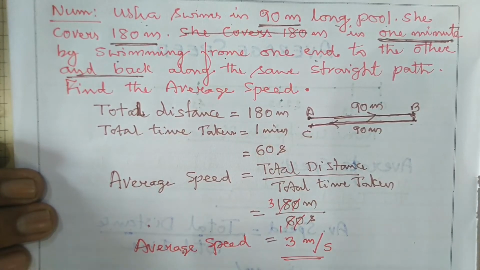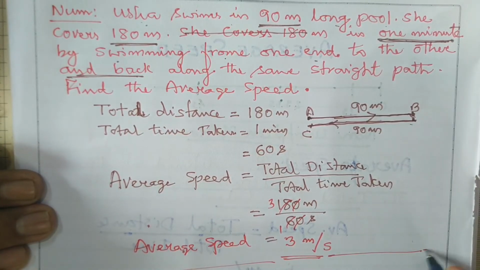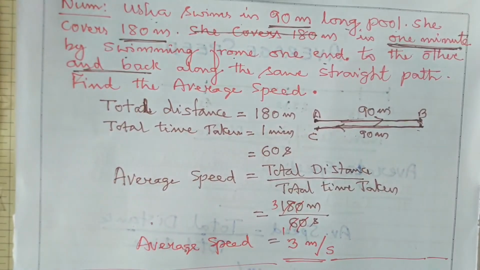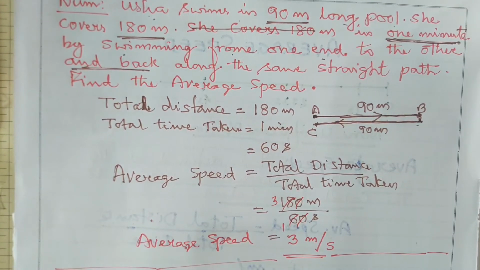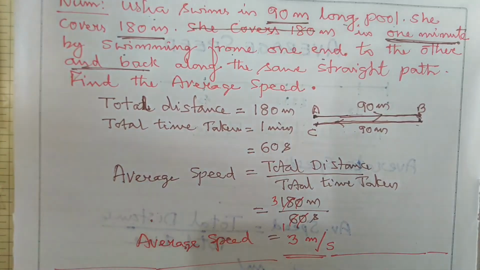Okay. Now I think you have understood this. Average speed means always you see the formula total distance by total time taken. In any problem you have to find out the total distance from the given data and also total time taken. Then you substitute, you will get the answer after substituting the values. In this problem, average speed is equal to 3 meter per second.